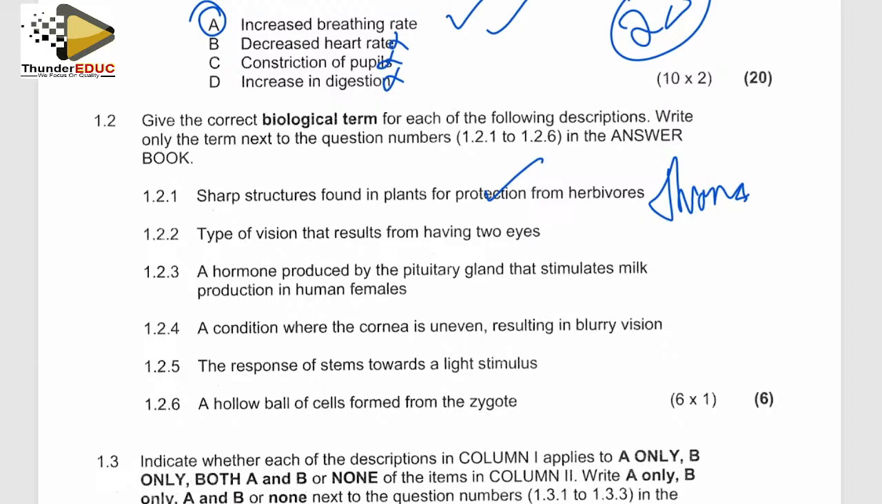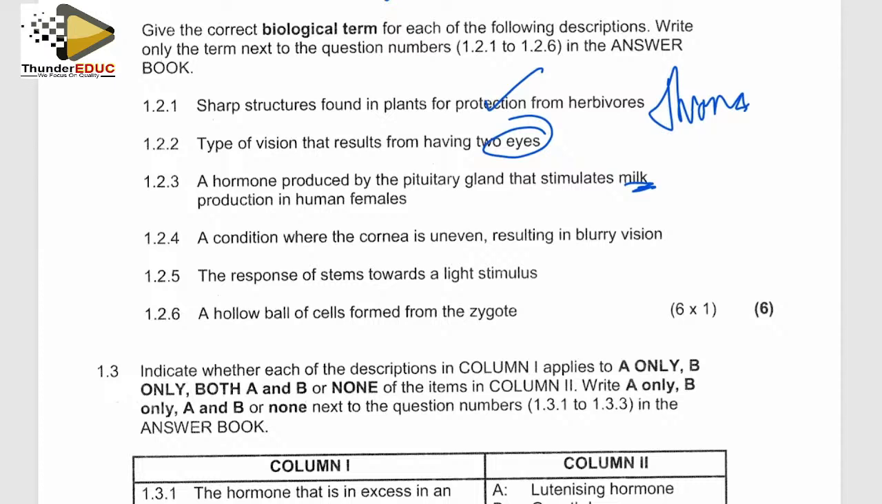The type of vision resulting from having 2 eyes. They're not talking about depth perception, just using 2 eyes, which is binocular. If it is depth perception, then you can talk about stereoscopic, but here binocular can also be correct. A hormone produced by the pituitary gland that stimulates the milk, we say that it is prolactin. We talked about this yesterday.